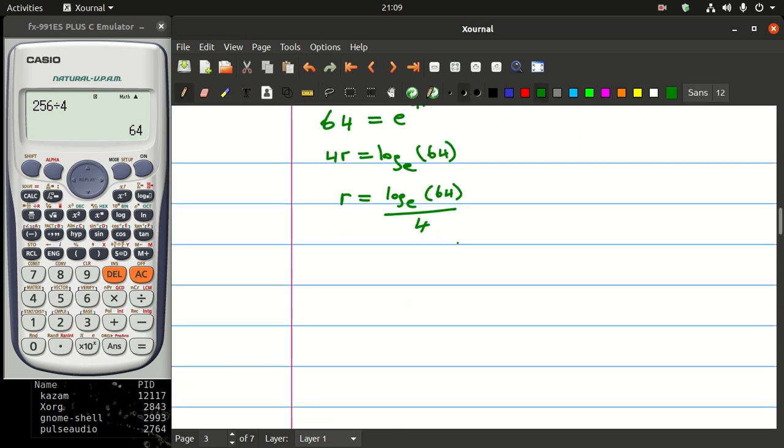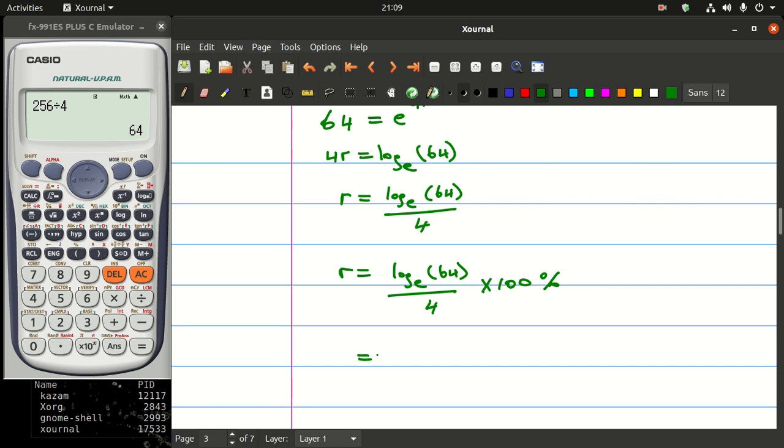So because we want to rewrite this as a percentage, our r is just the same as log e, and then you have 64 divided by 4, and then you multiply by 100. Because this was a decimal, now we want to multiply by 100% to get a percentage.